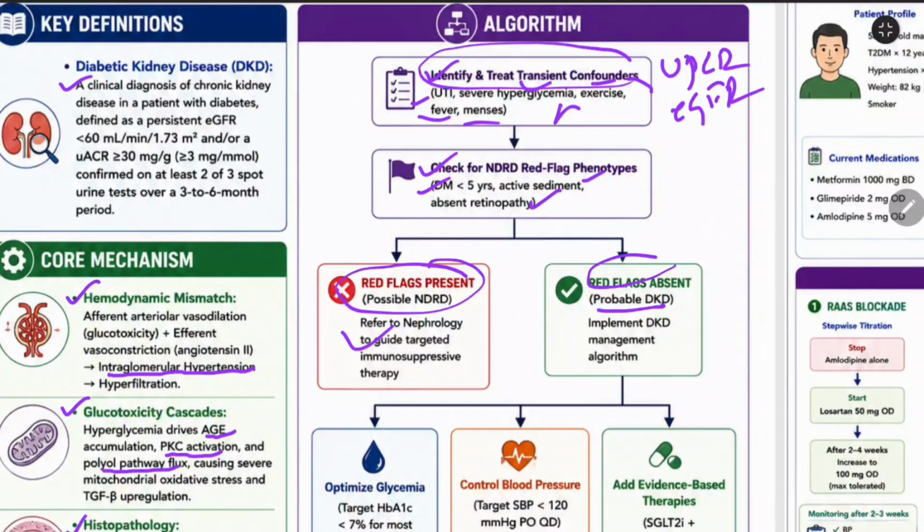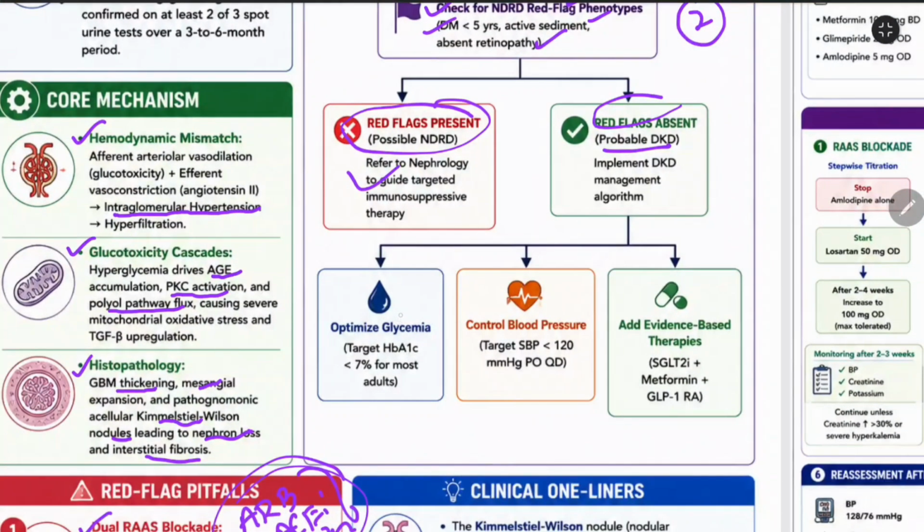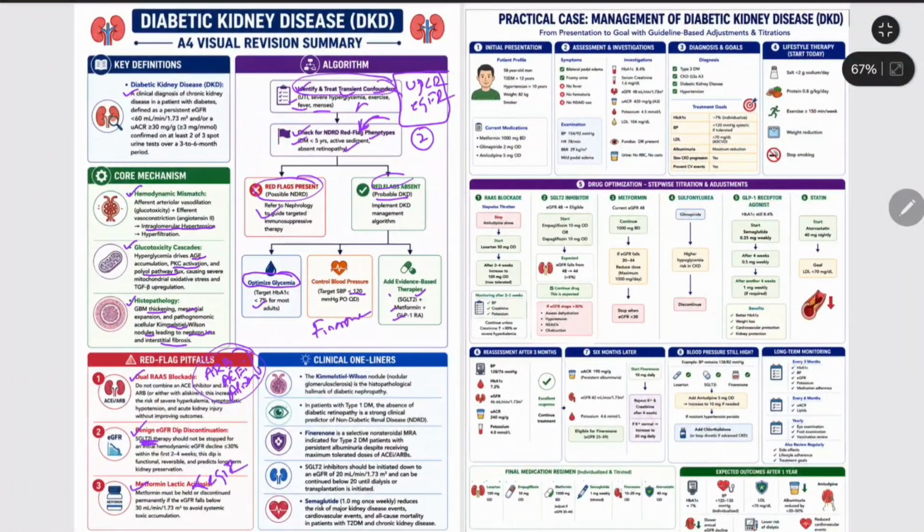So these confounders should be excluded so that the results are accurate. So you should take 2 samples and exclude the red flags. Once red flags are excluded and these are confirmed, then you should optimize HbA1c to less than 7% or more, and SBP less than 120, with evidence-based therapies like SGLT2 inhibitors, metformin, GLP-1 receptor agonists, and finerenone. One more thing. That's about the summary.